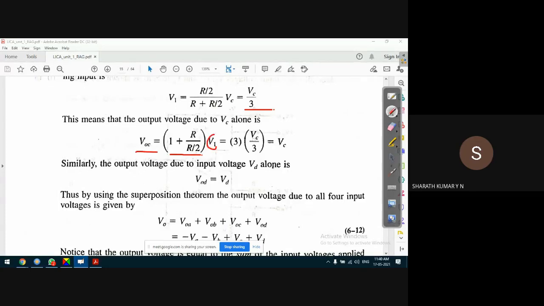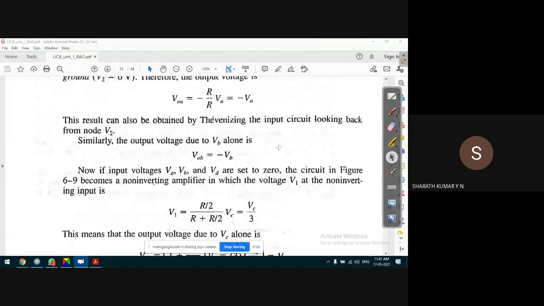V1 is nothing but the voltage applied at the non-inverting input terminal, that is VC by 3. Simplifying this equation, we can write the output voltage due to input voltage VC is VC, assuming the gain is 1, because the 3 cancels, so it becomes VC. Similarly, VOD we can derive as VD. Very simple.